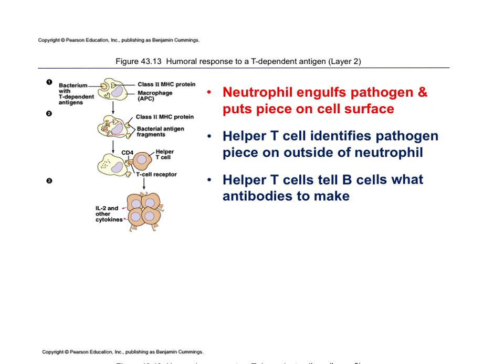Then along comes the helper T cell. Helper T cell, kind of clueless, can't find the pathogen on his own. But he goes and talks to his little neutrophil friend, and the neutrophil has the piece of the pathogen on the outside of it. So now the helper T cell knows who the pathogen is. The helper T cell is then going to relay that information, and the helper T cell will spread the word to the B cells.